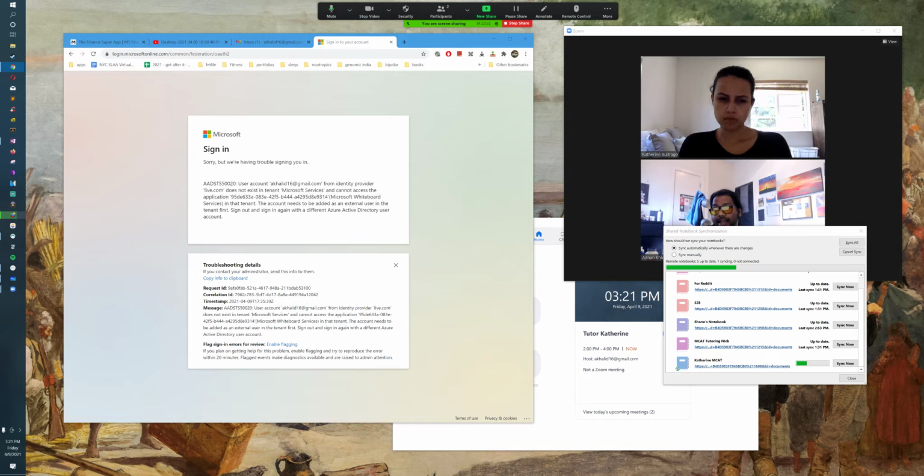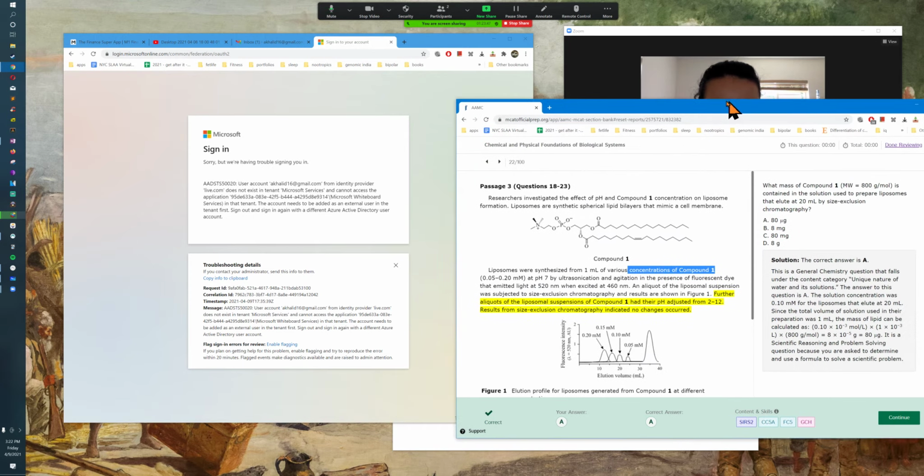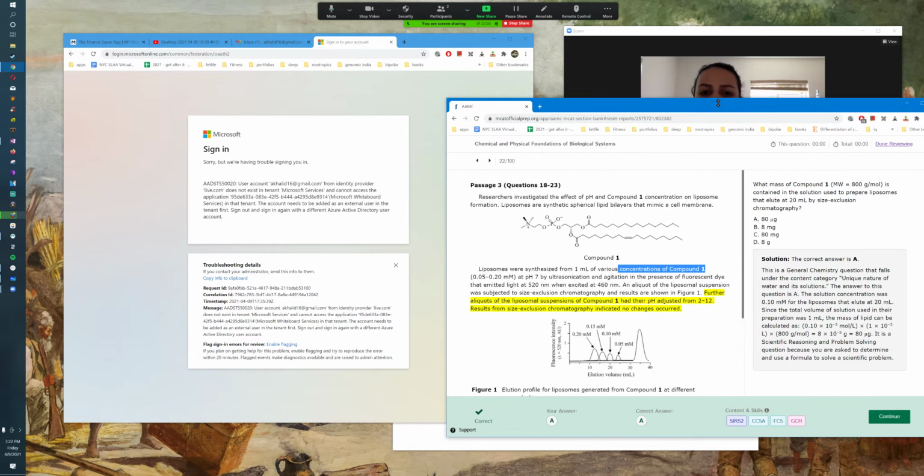Since they're asking about compound 1, and we know that 1 ml of compound 1 was used at various concentrations, all of these have 1 ml of compound 1. But this is the elution volume. It's not the volume of the aliquot. So let me talk about aliquot then. Yeah, what I'm confused about is, what is the elution volume?